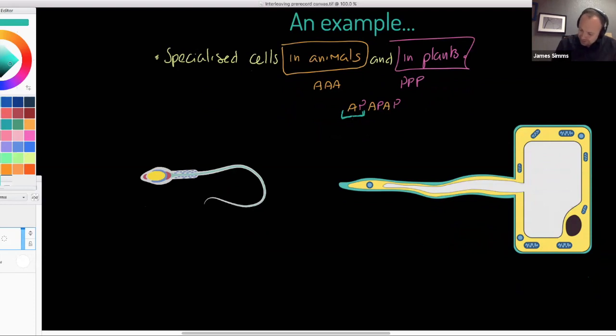Good stuff. Okay, I should just stress, I'm only going to teach this first A and P section, this first bit of animal plant. We would carry on with something like nerve cells, xylem vessels in plants, muscle cells, phloem tissue in plants. So just be aware of that. With that in mind, let's have a look at these specialized cells.